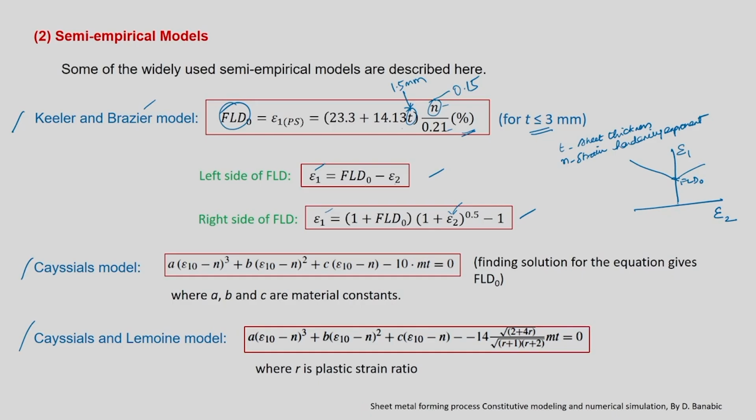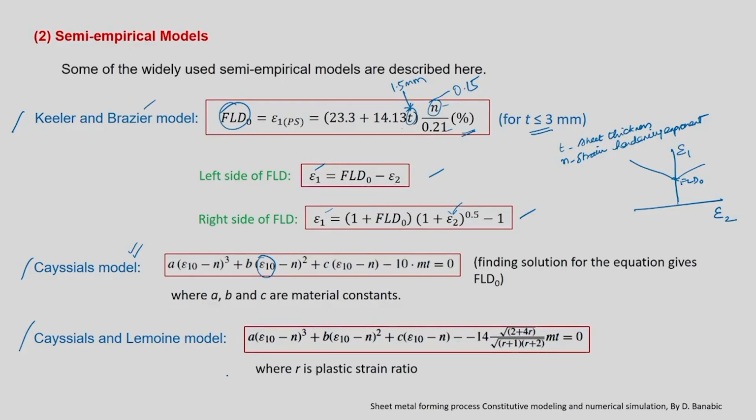There are other models which are a little more complex. They try to bring in more material properties. For example, in this particular model, they evaluate epsilon 1 naught, meaning FLD0, that is, epsilon 1 in the plane strain mode of deformation. You can calculate it from this equation, which is of cubic form: A into (epsilon 1 naught minus n) cubed plus B into (epsilon 1 naught minus n) squared plus C into (epsilon 1 naught minus n) minus 10 into m t equal to 0.